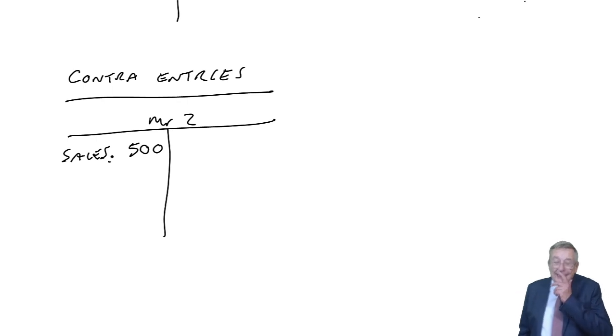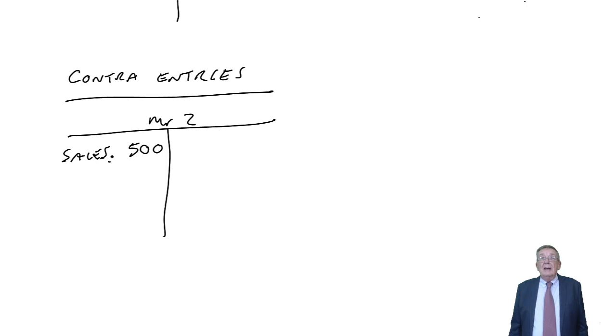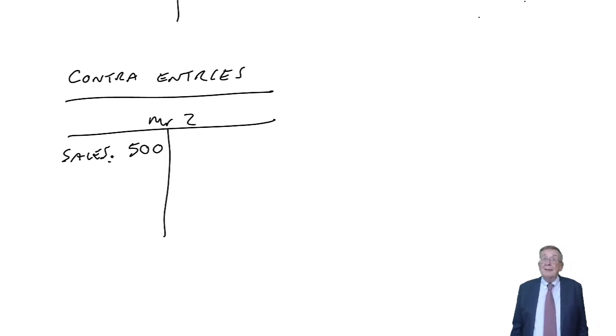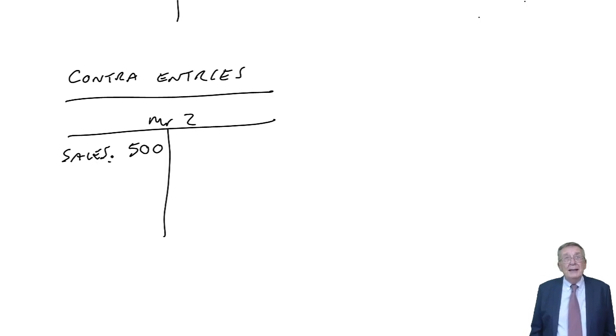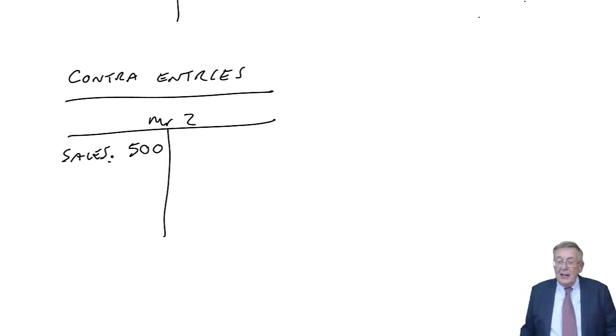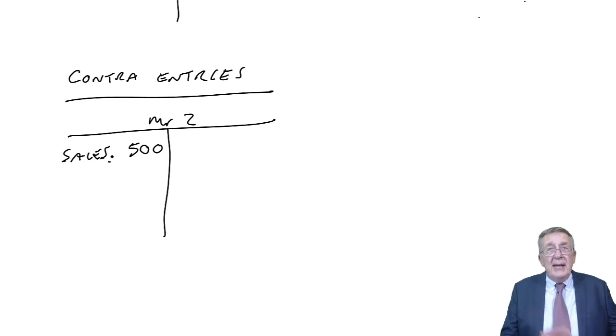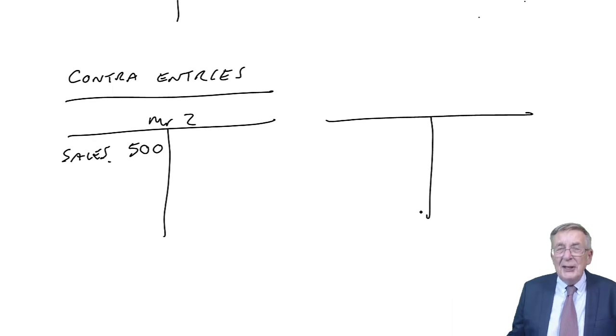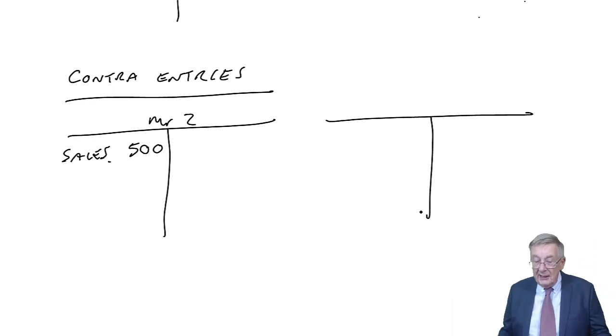Suppose, though, we also buy goods from the same person for 1,000. Now, he's a supplier. And what do we do when we buy goods from a supplier? We debit purchases. We credit the supplier. Let's say 900, not 500, 900.